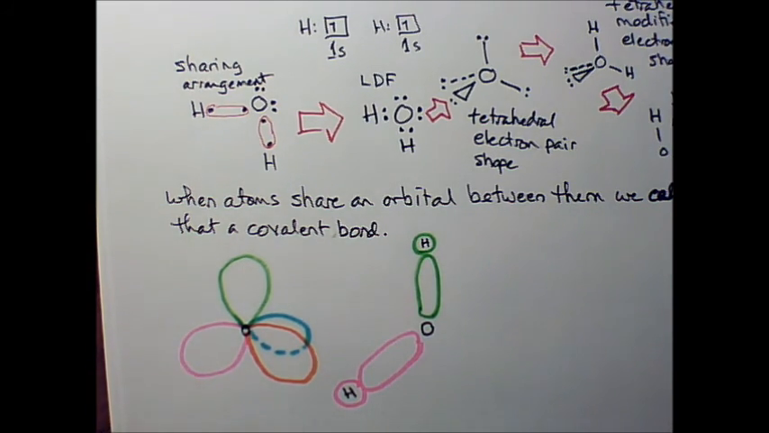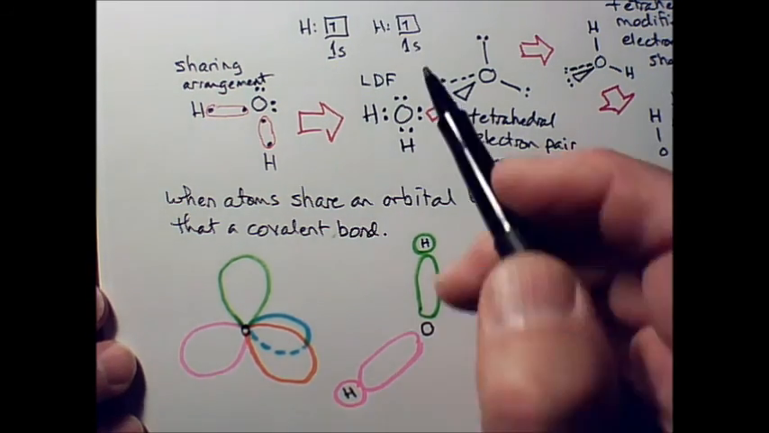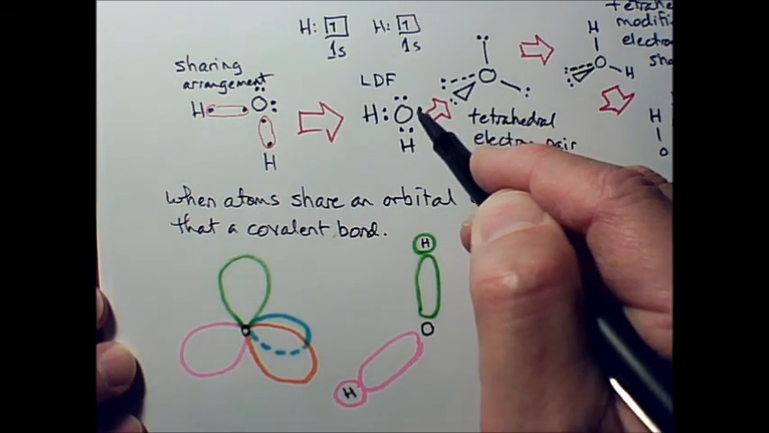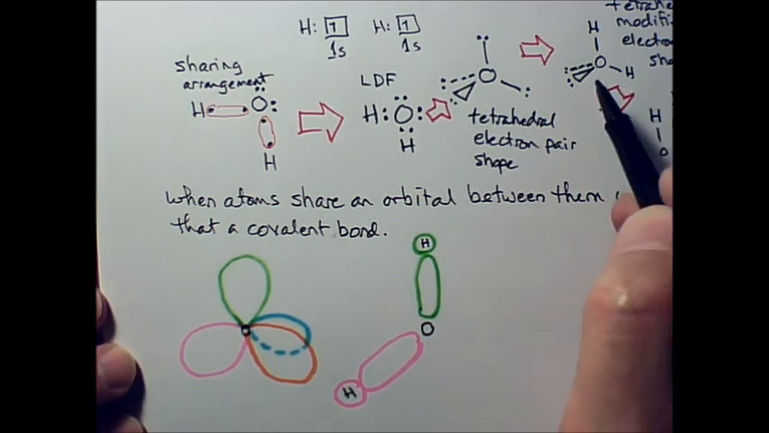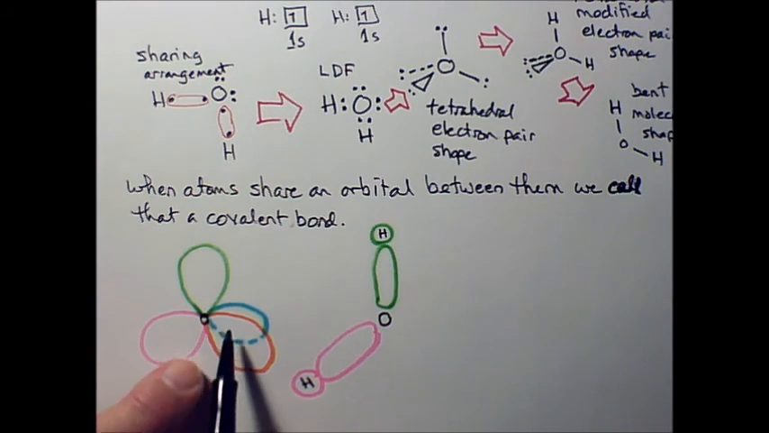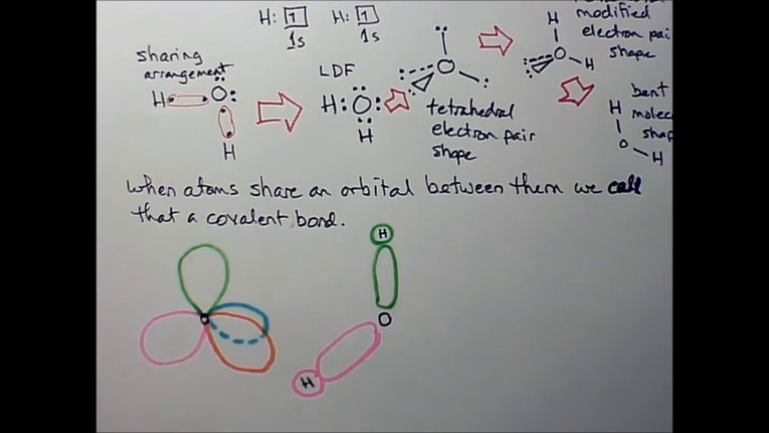But the remaining two orbitals, they have the lone pair electrons in there. So these are our lone pair electrons here. These are the lone pair electrons here. Okay? And those orbitals are going to remain in that sort of shape.